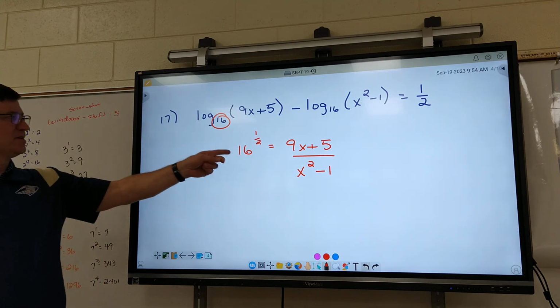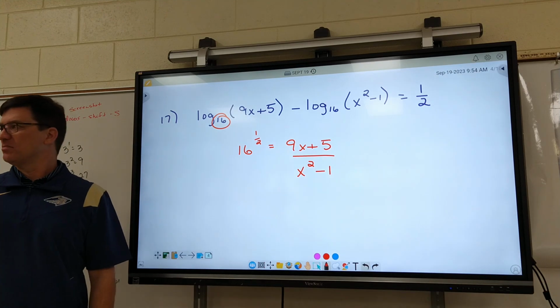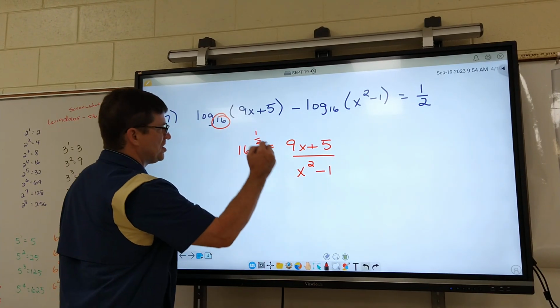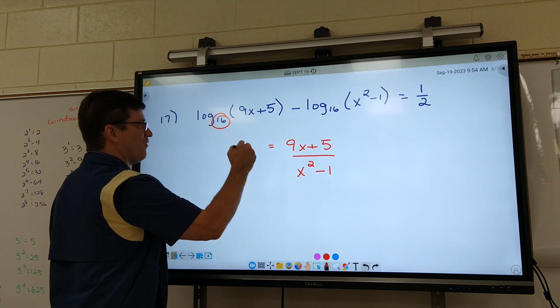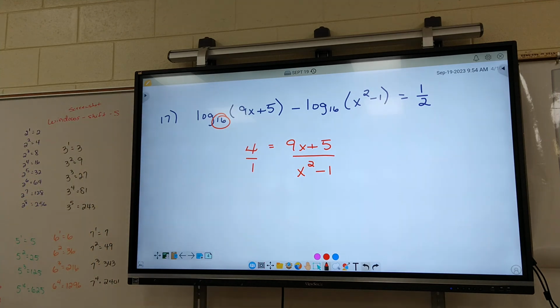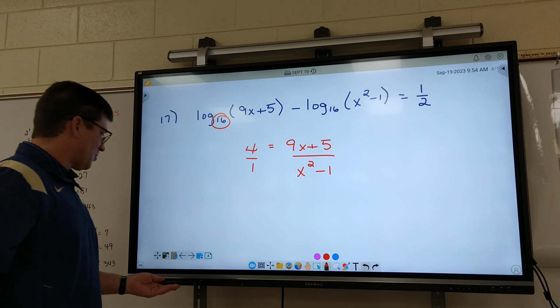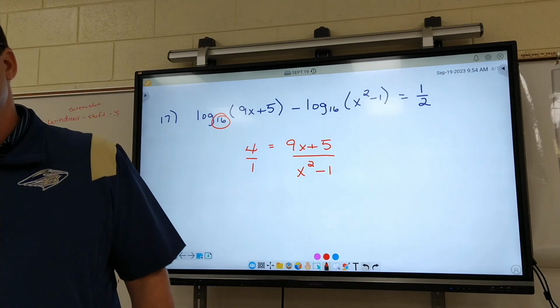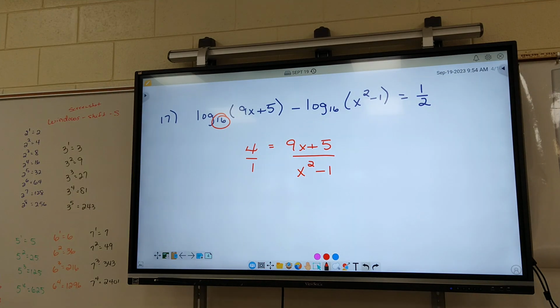All right, Lydia, what is 16 to the 1/2 power going to equal? Guys, we're going to change that and make that 4 over 1. Everybody good with that? All right, now you guys cross multiply. You should be good from here, but I'll finish in just a minute. Let's give y'all a second.